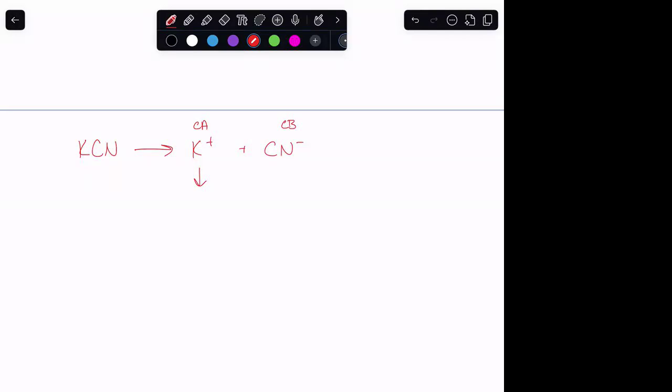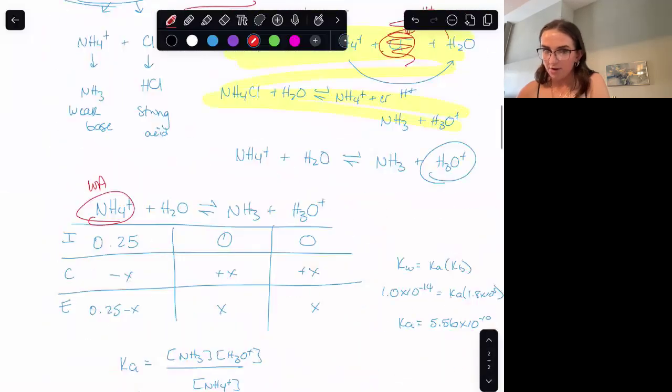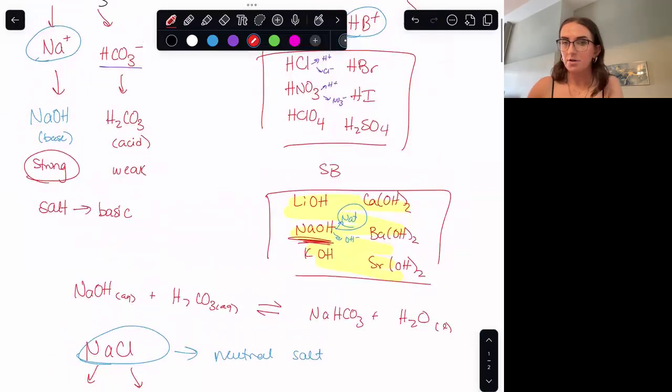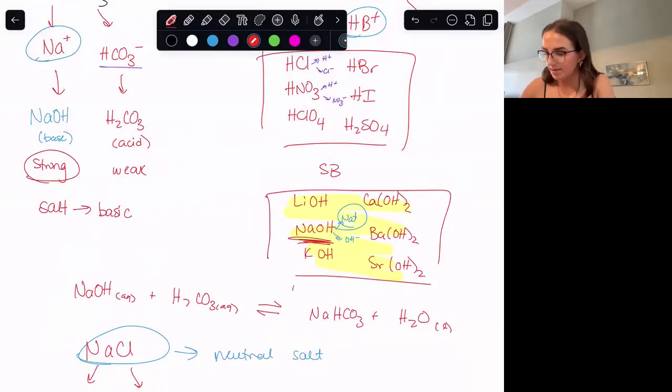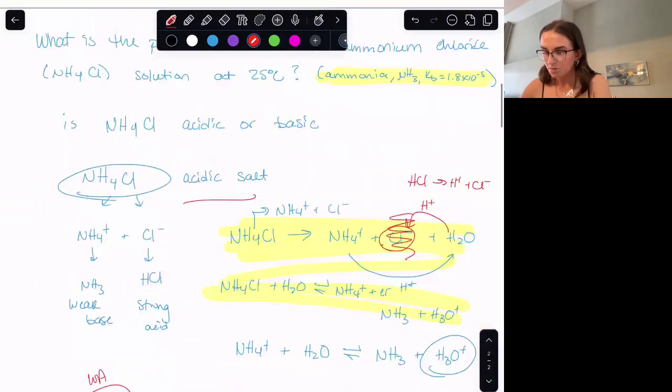KOH, right? Whenever we see one of those ions that looks like something from our strong bases, so if you see anything that's a lithium, a potassium, a sodium, a calcium, a barium, or a strontium, those will always come from KOH, right?